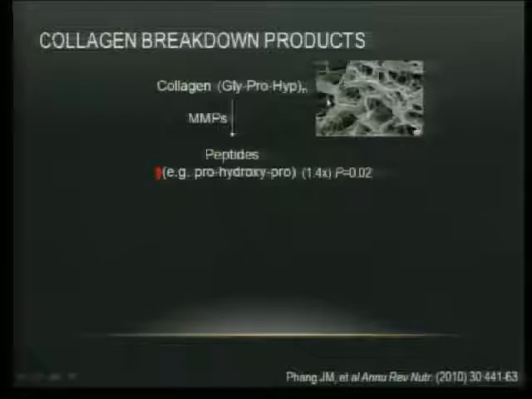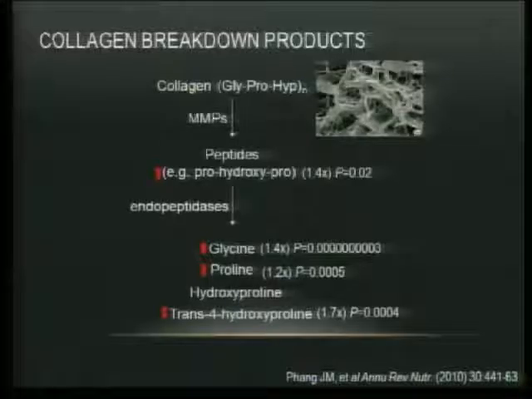Matrix metalloproteinases are upregulated. When matrix metalloproteinases are upregulated, they break down collagen into many peptides. The primary peptide is prohydroxyproline, and this peptide is pretty specific to collagen. We saw a 40% increase, and this was statistically significant. These peptides are further broken down by endopeptidases into glycine, proline, hydroxyproline, and trans-4-hydroxyproline.